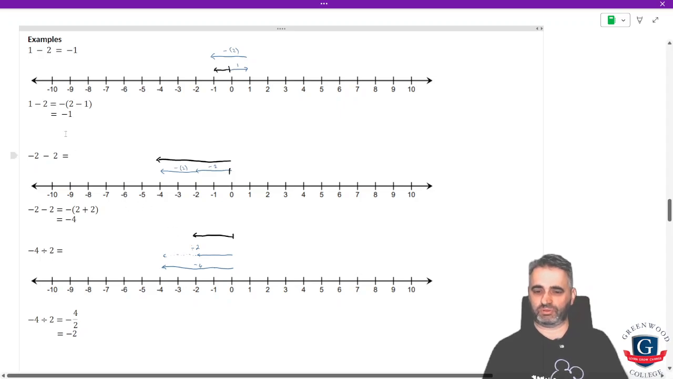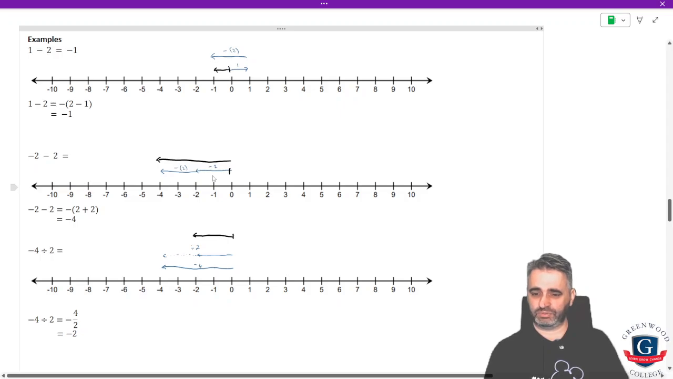So let's do some operations. 1 take 2 equals minus 1. 1 take 2 has a resultant of negative 1. Doing this with arithmetic, 1 take 2 equals negative 2 take 1. When this is bigger than this, you're better off just putting the negative sign out the front and changing the order, and that will get us to negative 1 as before.